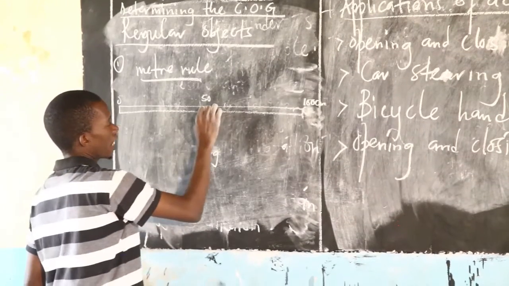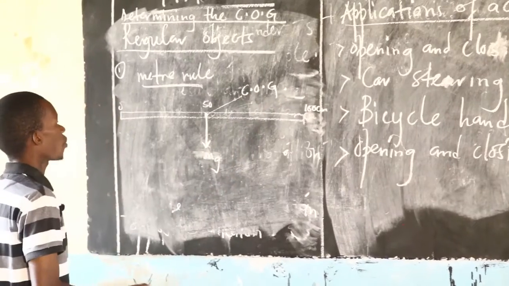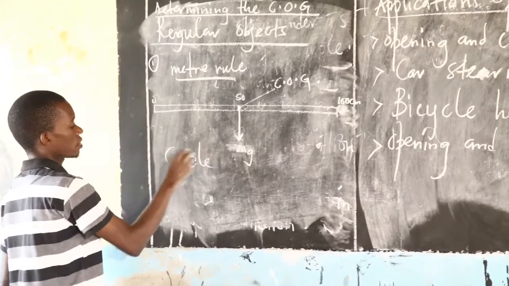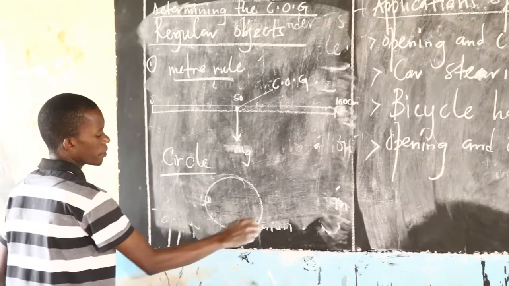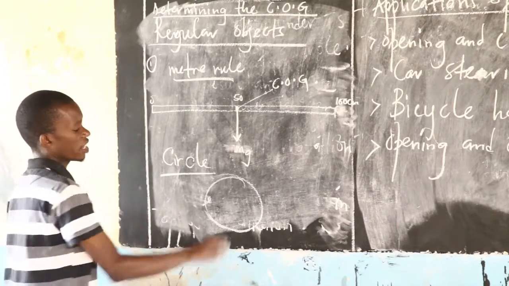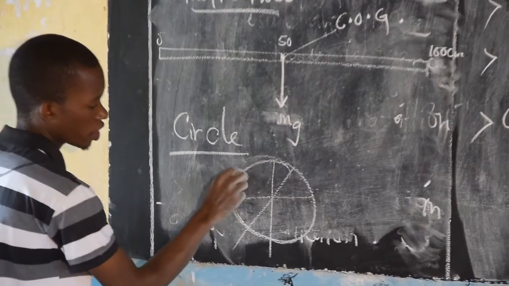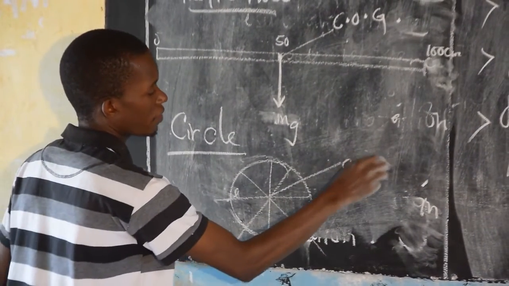This is the center of gravity. When we come about to the curve, we do line of symmetry. We have very many lines of symmetry. This one has very many lines of symmetry. This is the center of gravity.